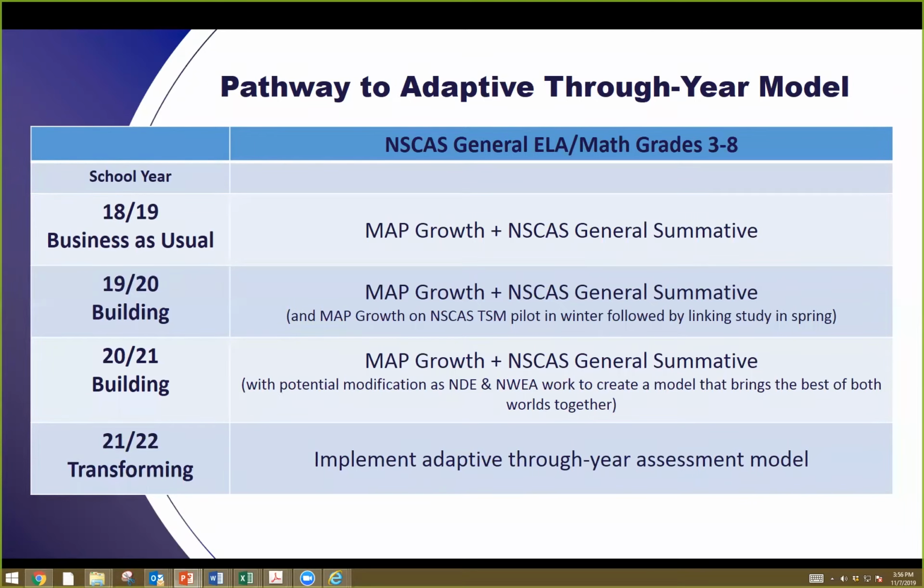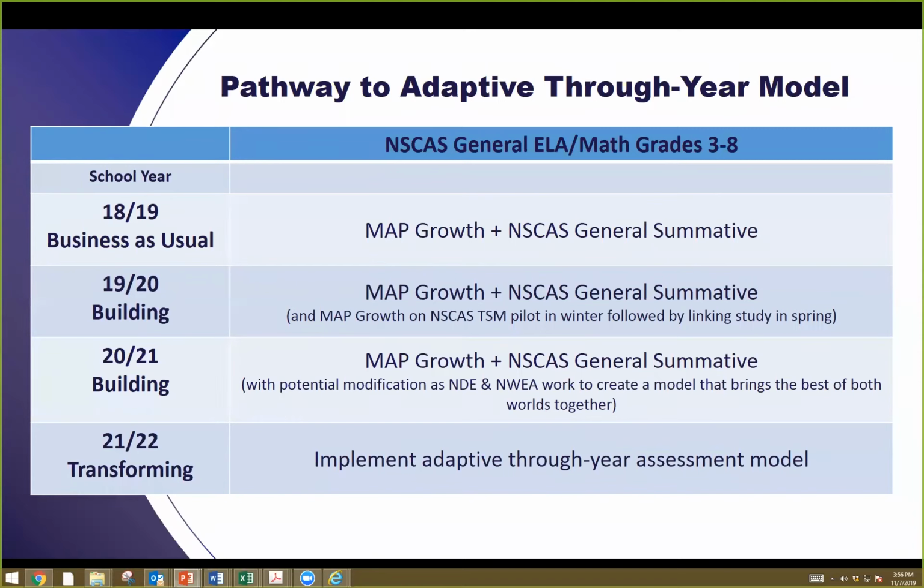One of the things a lot of people don't know is that the software engine that runs NSCAS is newer and updated compared to what MAP growth uses. So it's kind of the NSCAS engine 2.0, if you will. And so we're going to test with about 44 districts. We're going to test the MAP growth on using that newer NSCAS software engine. And so that's one of the pieces.